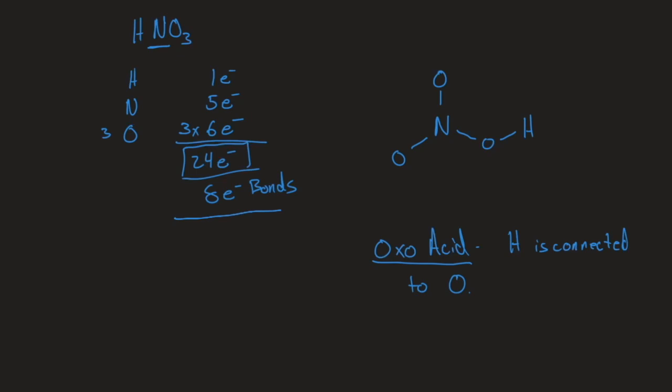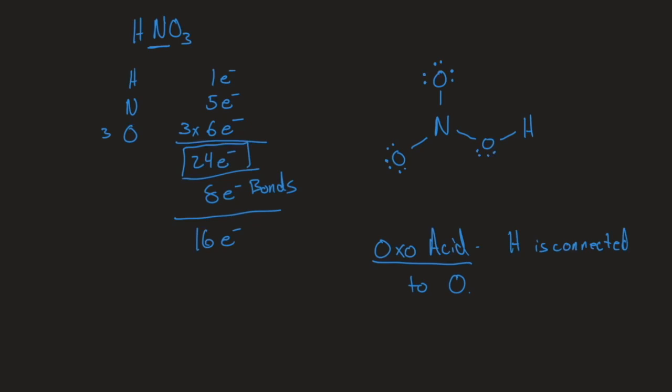And that leaves me with a total of 16 electrons remaining to use. I'm then going to start distributing those electrons around, starting with the perimeter atoms first. 1, 2, 3, 4, 5, 6, 7, 8, 9, 10, 11, 12, 13, 14, 15, 16. I've used all of my electrons. I need to now check and see if every atom has an octet.